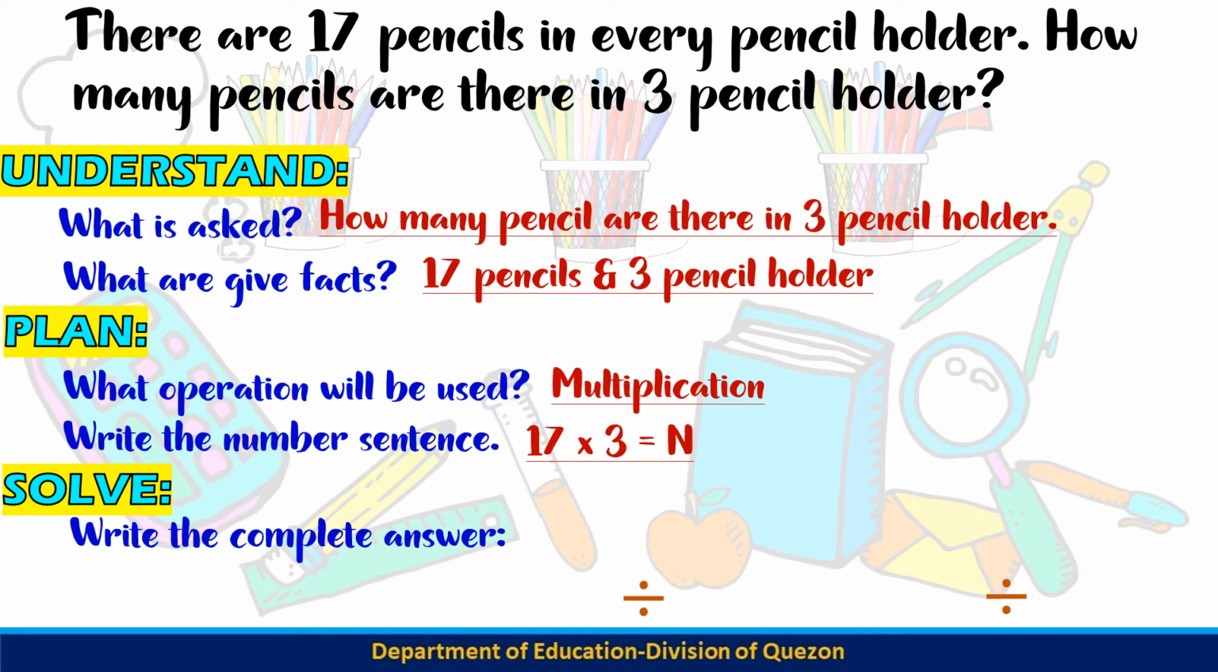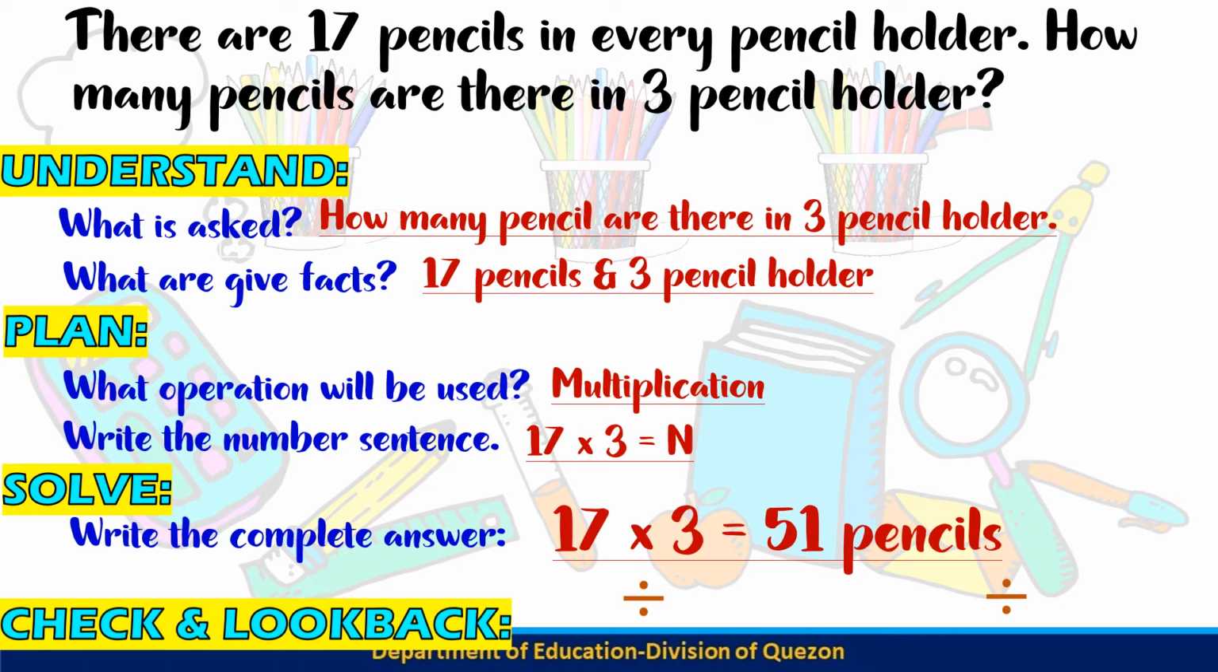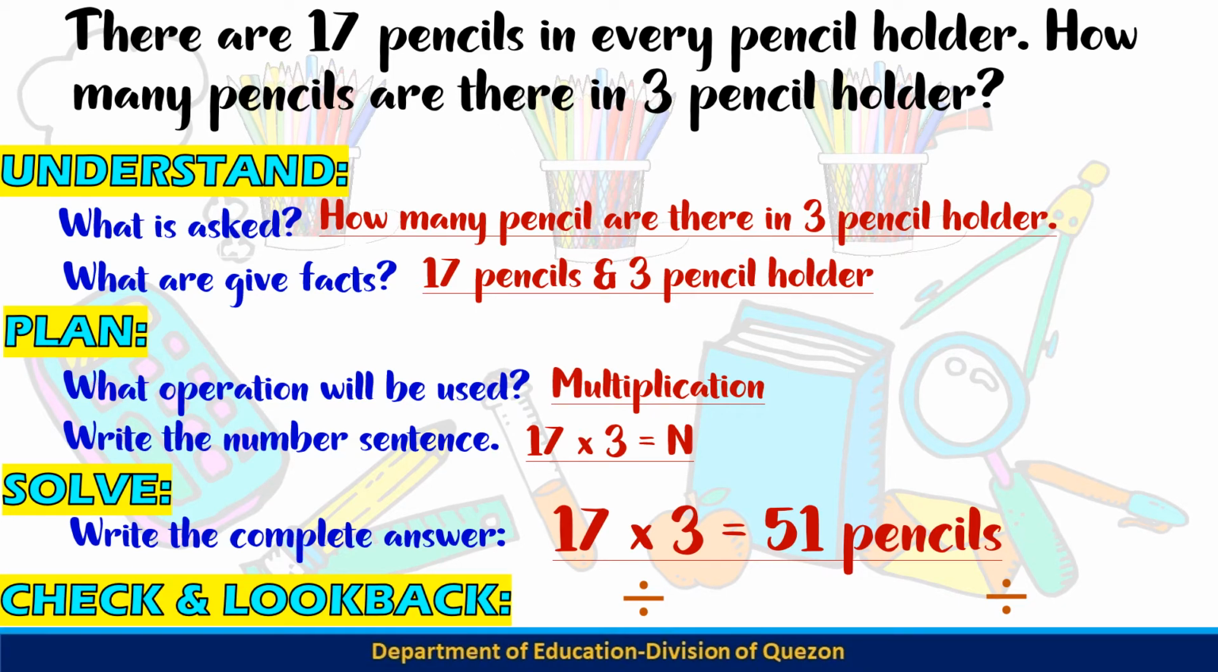Now, we have the answer in the third step in solving the problem. We have 17 times 3 is equals to 51 pencils. Now, let us proceed to the last step in solving problems. Are your answers correct? Let us check and look back. But how will you do that? Simple. Make a division.